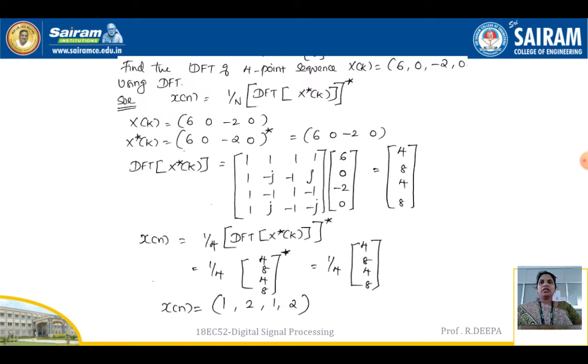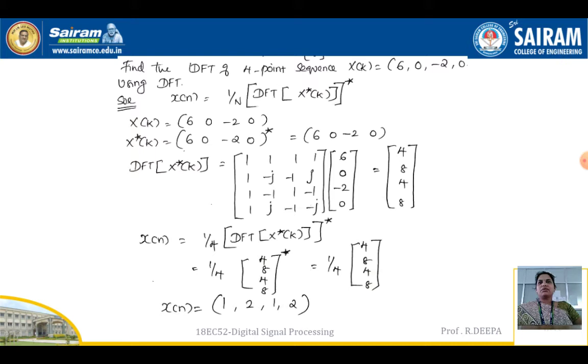So how to find x(n)? The procedure is you first have to find X conjugate of k. From the given X(k), calculate X conjugate of k, then take the DFT of X conjugate of k. After taking the DFT, you have to take the conjugate of the DFT values, and later you have to multiply with 1/N. This is the procedure to find the IDFT of the given X(k) as per the expression given above. So let us solve the problem.